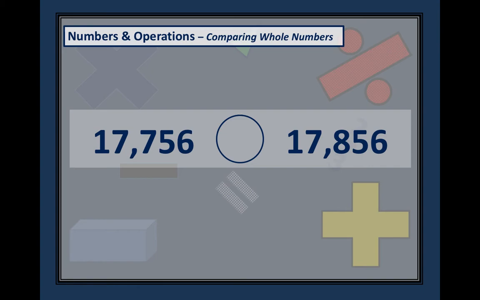Our next example compares two five-digit numbers. That means they're going out to the 10,000s place. So when we compare the 10,000s place, we notice they each have one 10,000. We need to move to the thousands place and compare those, and we notice they're still the same, so they each have 7,000. It's not until we get to the hundreds place that we notice a difference in the digits. The number on the right has 8 hundreds, and the number on the left only has 7. That makes the number on the right the greater number.